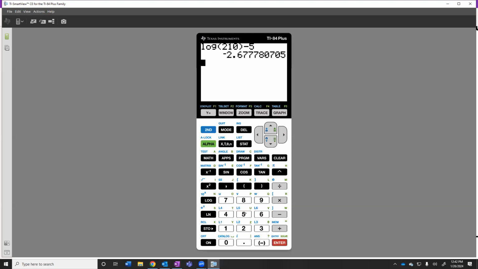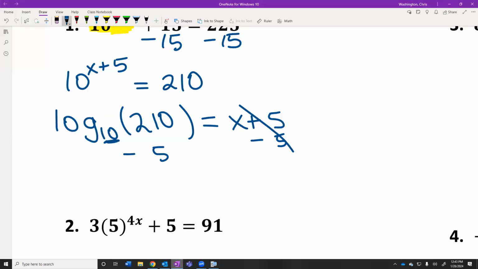We're going to round this to the 4th decimal place. So we're going to look at the 4th decimal place, which is 7, and the next number is an 8. So that 7 is getting rounded up because the next number is 5 or higher. So negative 2.6778. Negative 2.6778 is equal to x.